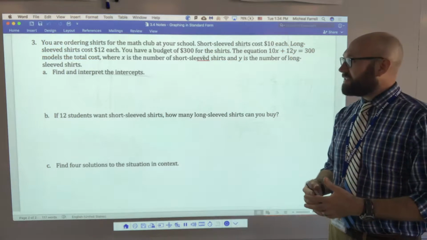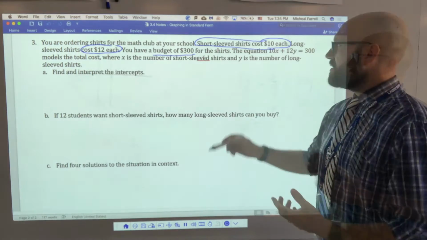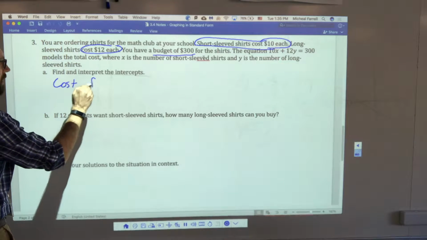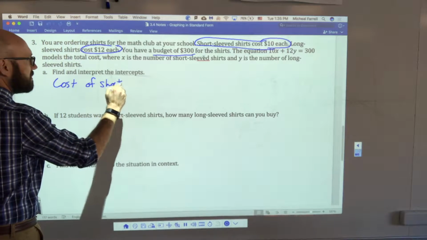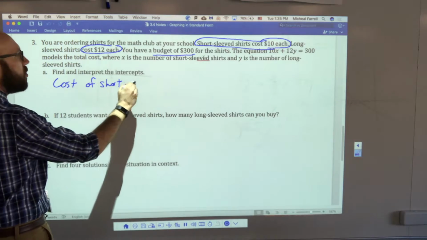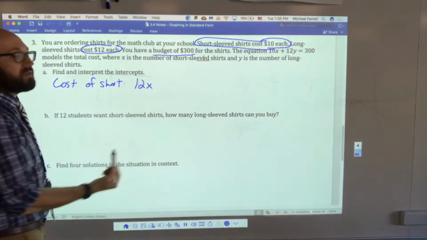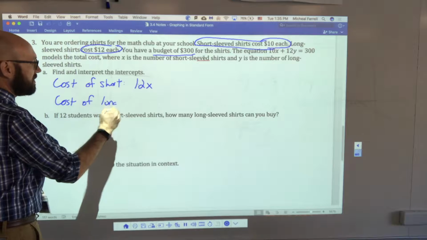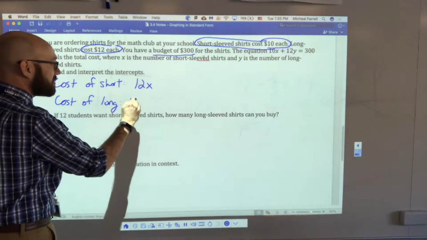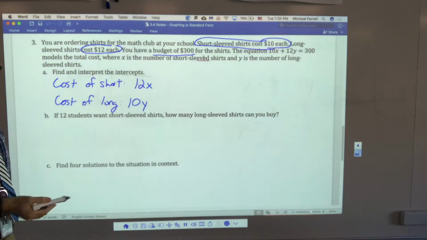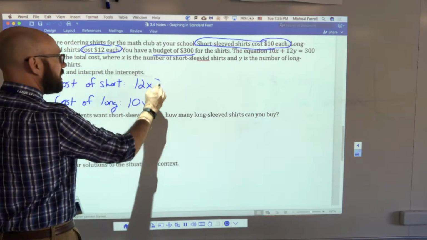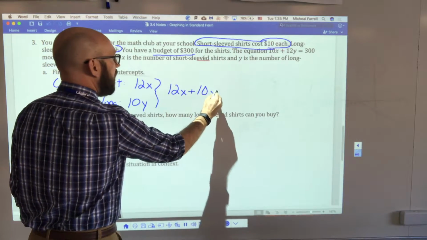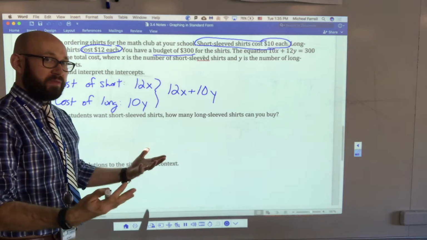All right, next thing we're going to look at is we're going to order shirts for the math club at our school. So what I want to know, the cost of the short sleeve shirts is going to be $12 times x, the number of shirts that I order. The cost of just the long sleeve shirts is going to be $10 per shirt times y, the number of shirts that I order. So bringing it all together, I'm going to get 12x plus 10y, and this will give me the total cost for all of the shirts.